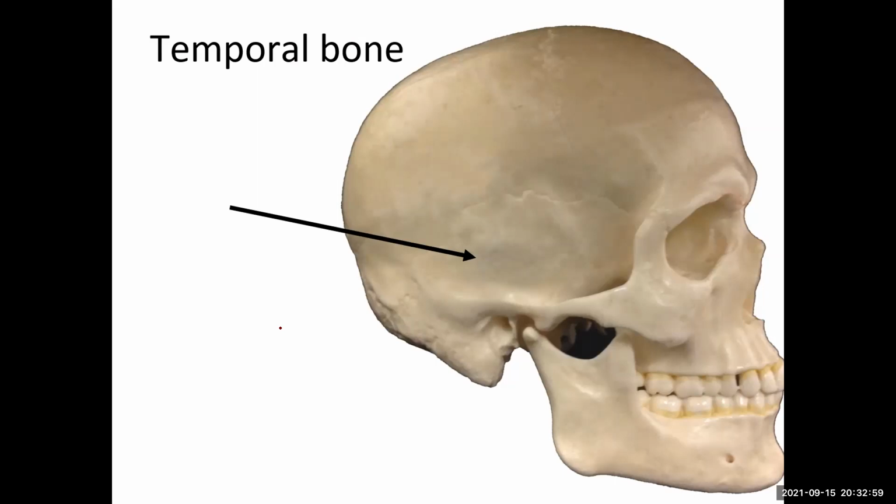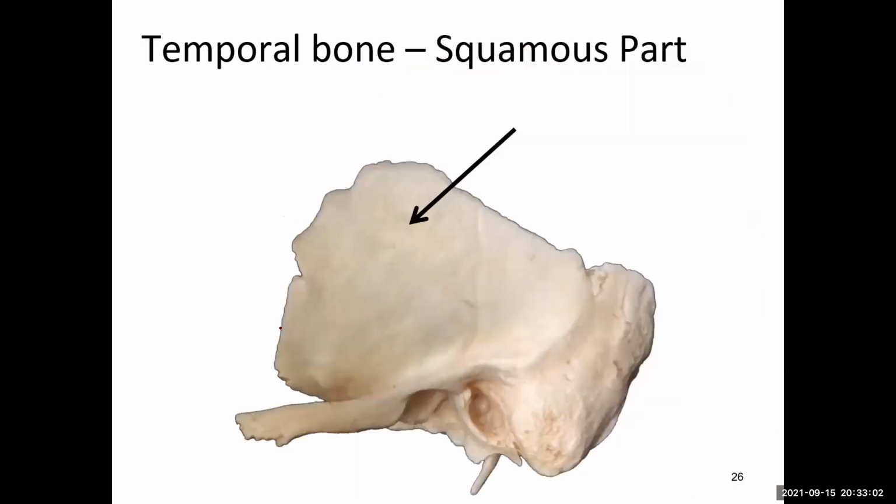And then now you can see the temporal bone all by itself. So the arrow is pointing to the flat portion of the temporal bone. Of course, we call that the squamous part of the temporal bone.